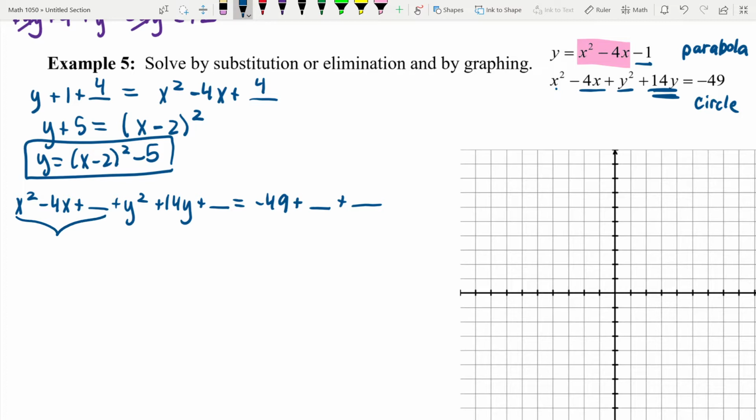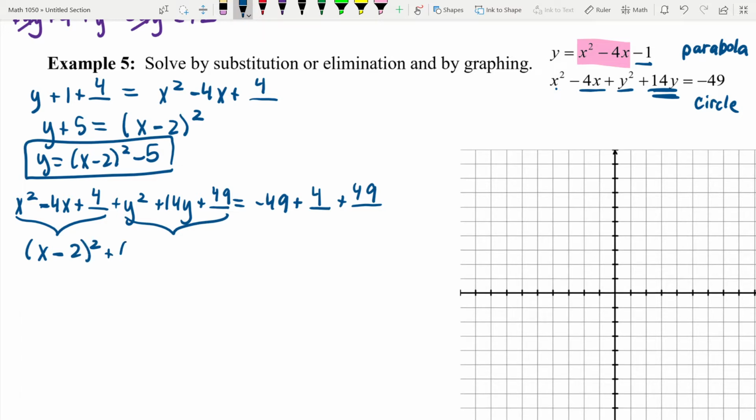Complete the square on the x's. 4 divided by 2 is a 2. 2 to the second is a 4. So I'm going to put a 4 there, and I'm going to put a 4 on the other side. I have to keep it balanced. Look at the y's. 14 divided by 2 is a 7. 7 to the second is 49. So I put it on the left, and I also put it on the right. Now I'm going to factor my x's. So the x squared goes to an x. This sign is a negative, so I put it right there. Square root of 4 is a 2, and the whole thing is squared.